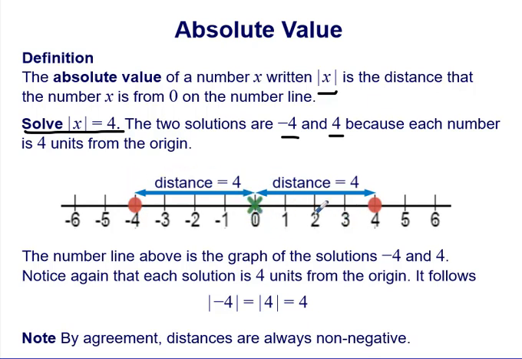You can go 4 to the left or 4 to the right. This number line here is the graph of those solutions, -4 and 4. So you can visually see the 4 units from the origin, and it follows then that the absolute value of -4 is equal to the absolute value of 4, which is equal to 4. And we can note by agreement that distances are always non-negative, so absolute value is always going to be non-negative.